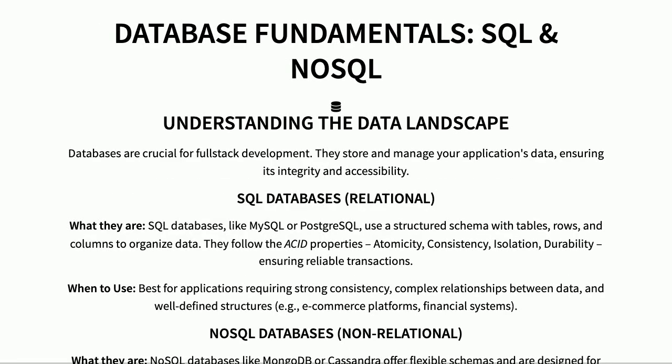Let's talk about databases. They're absolutely essential for any full-stack developer. Think of them as the brains behind your application, storing all your information. We have two main types: SQL databases, which are really structured and great for things like e-commerce, where you need to ensure everything is perfectly consistent. Then we have NoSQL databases, which are more flexible and often used when speed and scalability are key, like with social media apps. There's a lot of different kinds within NoSQL too, from document stores to graph databases, so understanding the right one for your project is important.